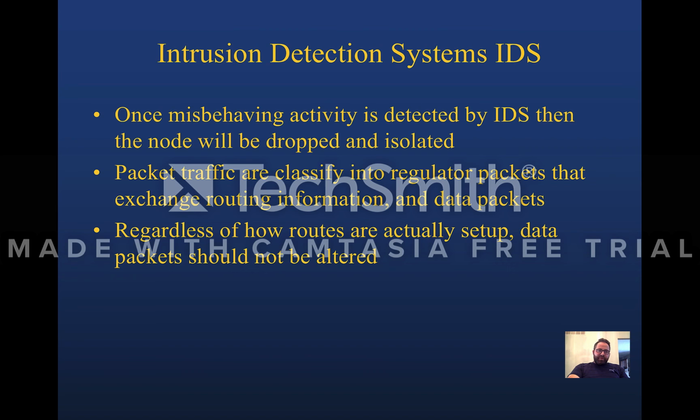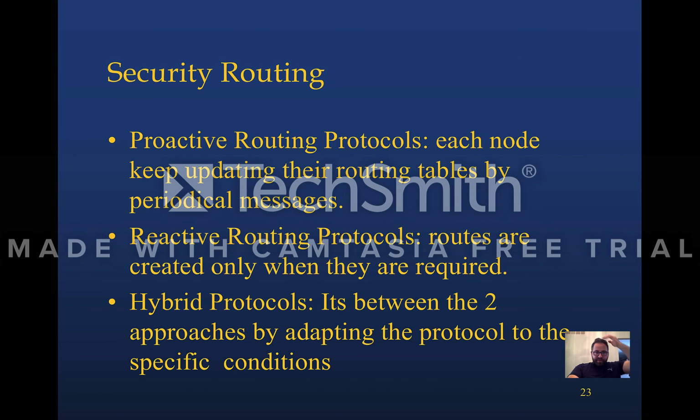We also have the packet traffic. It's classified into two parts: routing packets and data packets. The data packet usually shouldn't be changed at all. The attacker tries to modify the routing packet and change the routing information.